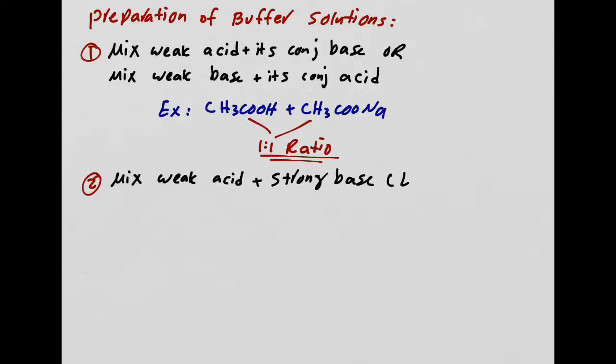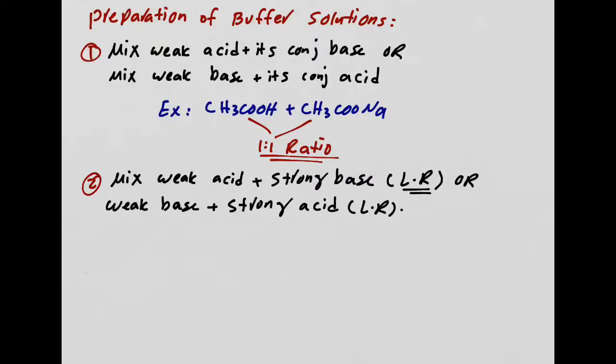But the strong base has to be the limiting reagent. That's really key. Or you can take a weak base, and what you add to it, you add a strong acid to it. Again, the same thing as before. The strong acid has to be the limiting reagent. So how does that work? So again, we have the weak acid or base, but we don't have the conjugate in the lab. But we can somehow make it.